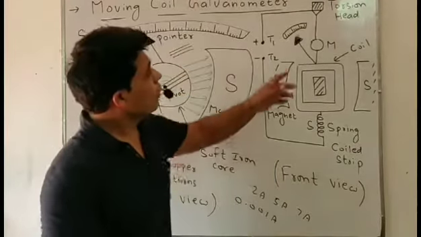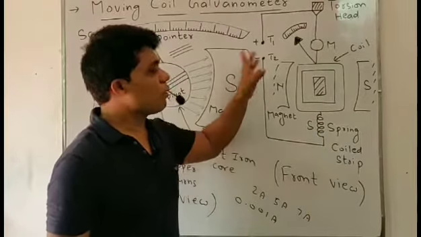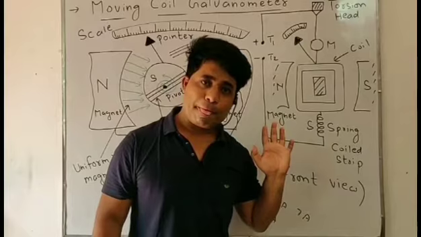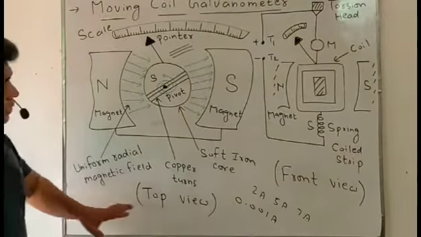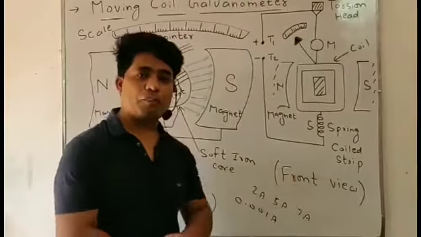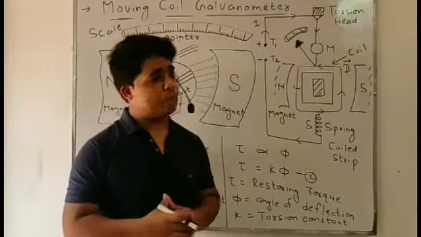The upper end is connected with the positive terminal, while the lower end is connected with the negative terminal of the cell or battery. That is the basic construction of the moving coil galvanometer. This is the top view and that is the front view. Now students, we'll discuss the working part of the moving coil galvanometer.